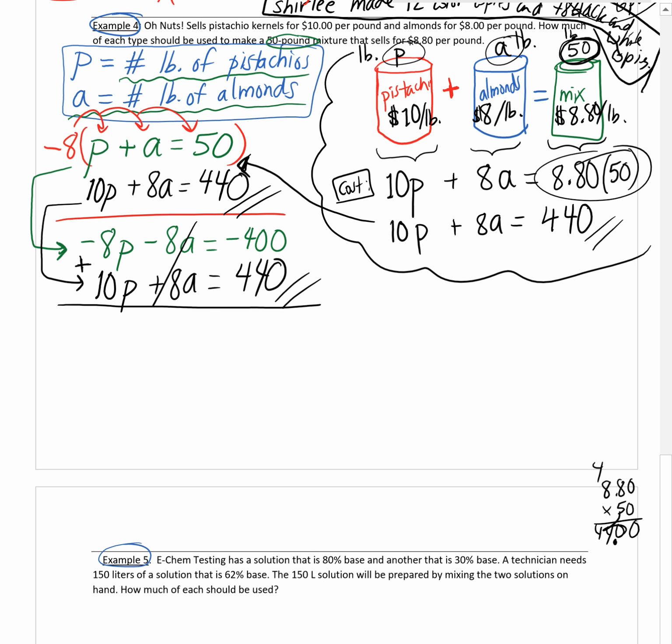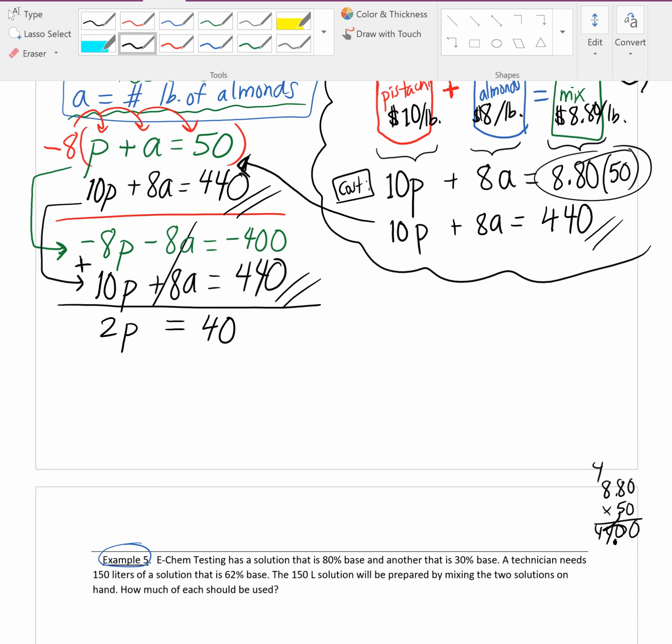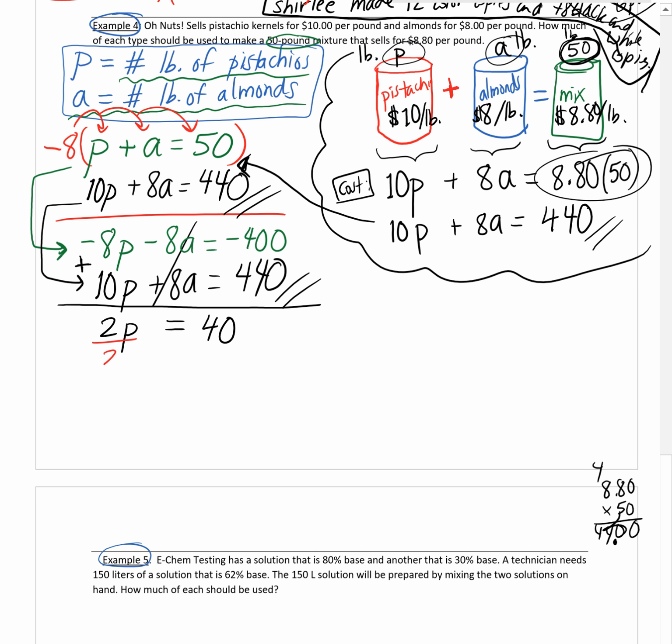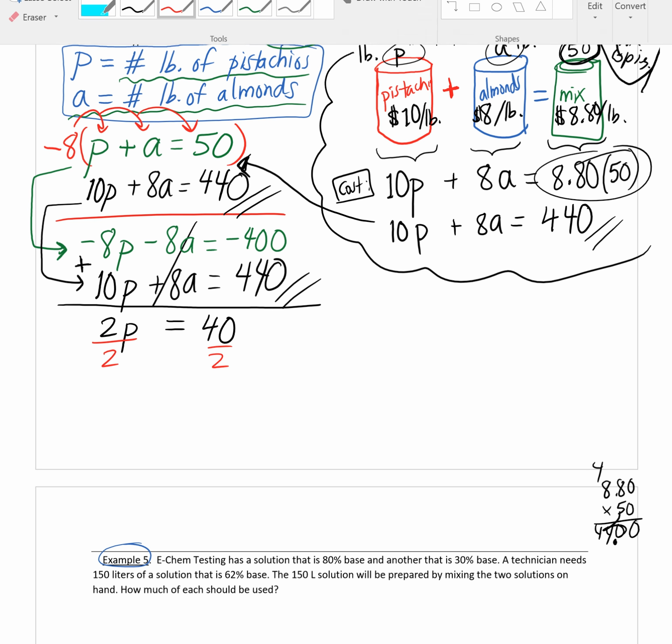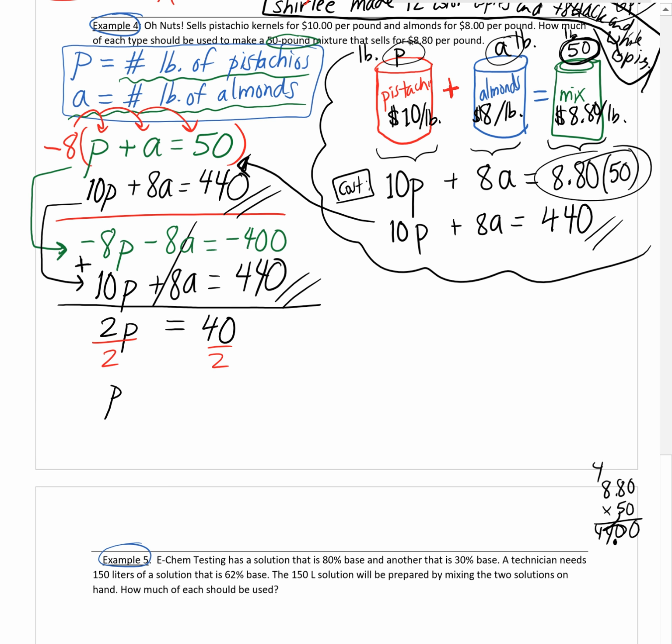The A terms disappear. The -8P and the 10P make 2P. And the A's are gone. What's on the other side? -400 and 440 makes 40. We almost have the value of P. Let me divide both sides by 2. So it looks like P is 20.